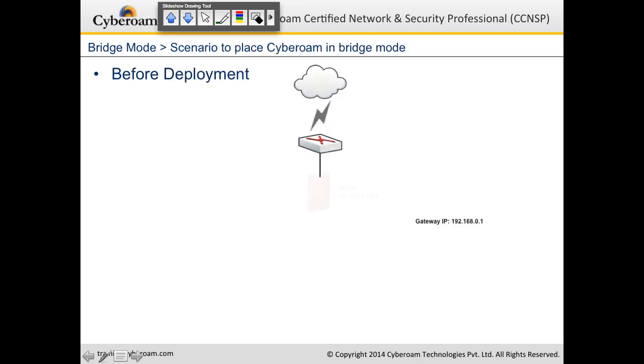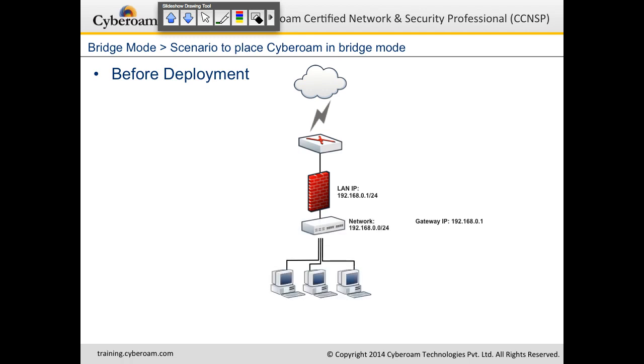So this is a sample diagram. Before deploying Cyberoam in bridge mode, this is your existing customer's network. At this point of time, you have got an existing firewall. It can be an XYZ firewall, and you've got your LAN network 192.168.0.0 with a class C subnet mask, and the gateway IP of this firewall is 192.168.0.1. So these computers are pointing to this particular IP address as the gateway, which is the existing firewall, which is pretty common. You've got a layer 2 switch and these computers are all pointing to the upstream firewall.